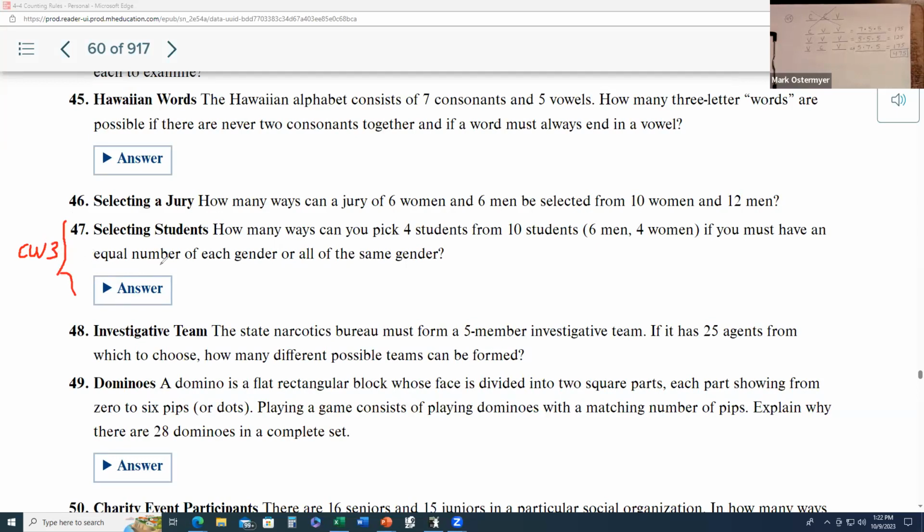How many ways can you pick 4 students from 10 students, 6 men and 4 women, if you must have an equal number of each gender, or, notice, or all of the same gender? Go ahead, think about that and see if you can enumerate all the possible ways of satisfying these requirements from what we have to work with.